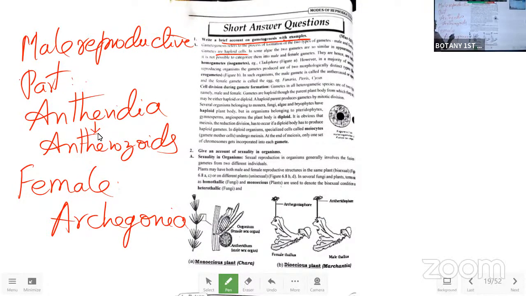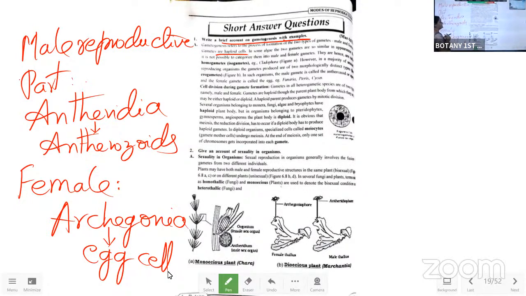And from archegonia, female gametes are going to be released. And these female gametes are nothing but one single egg cell. One single egg cell will be present. So this is what we have to represent over here. Okay, we have to write. And what we have to write after the definition of gametogenesis: gametogenesis means production of male gametes and female gametes in a plant body is called gametogenesis.